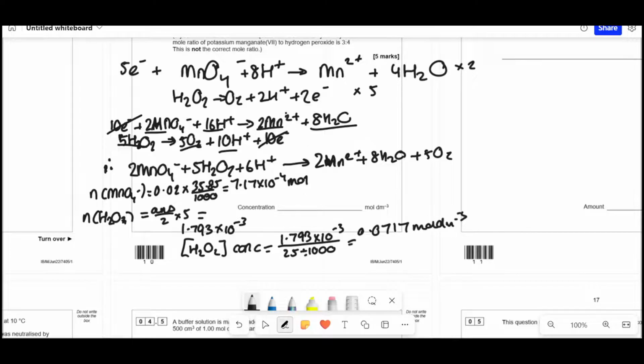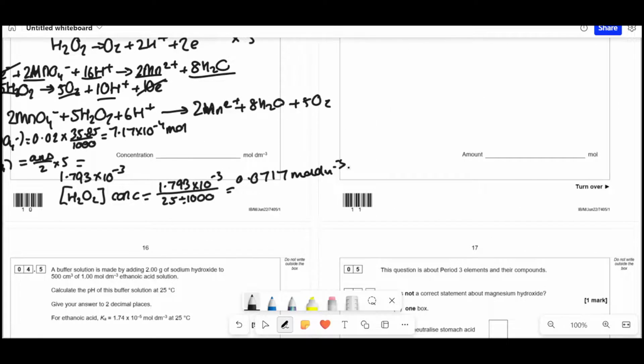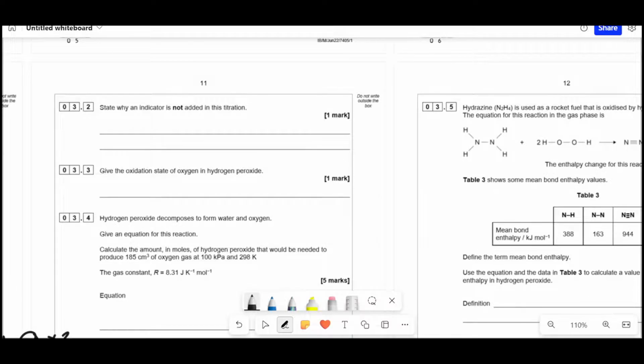But that's not it, because we want the original concentration. Well, they've told you that we diluted it to 5% of its original concentration. So this is going to be 5% of it. To work out 5%, it would just be 0.05 times the original concentration. So I'm going to call it X. In order to get the other way around, X, the original concentration, will be 0.0717 divided by 0.05. That gives you 1.434. Or alternatively, if that's 5%, to get back to 100, you can times it by 20. But there you go, 1.43. Then it says, state why an indicator is not added in this titration.